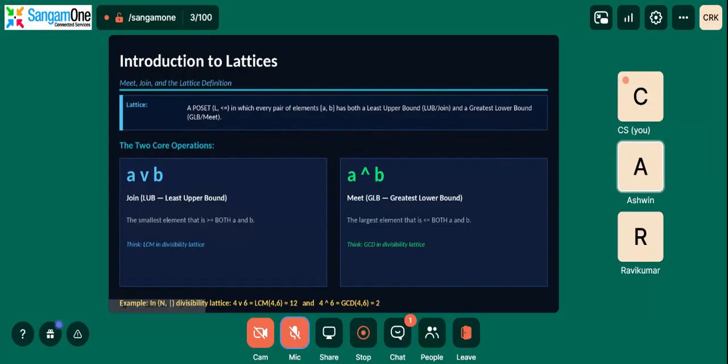For 4 and 6, the LCM is 12, which is the upper bound. For the GLB, the GCD of 4 and 6 is 2. If you calculate all this, you get this, and this is called a lattice.